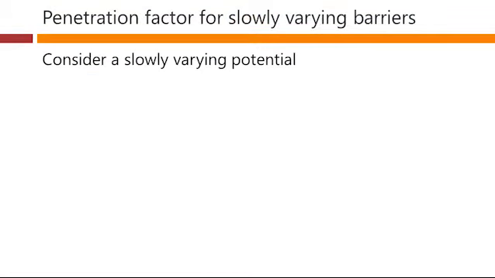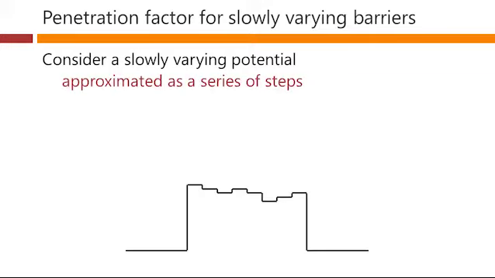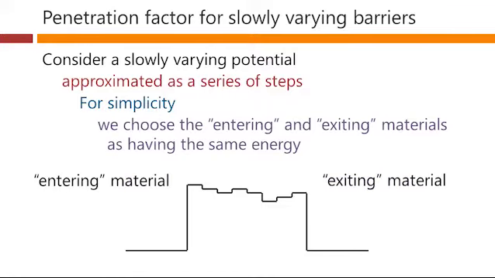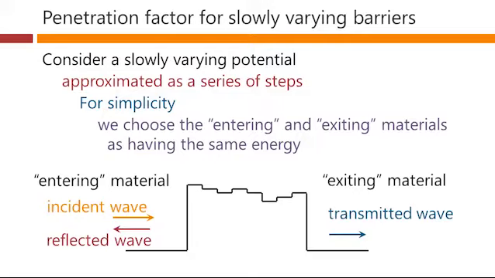So, consider a slowly varying potential of some kind, approximated as a series of steps. So here we have our slowly varying potential. It might have abrupt potential changes at two ends, but within it, we presume the potential is not changing very rapidly. For simplicity, we're going to choose the entering and exiting materials as having the same energy. So we have an incident wave, we'll have a reflected wave, and we'll have some transmitted wave.